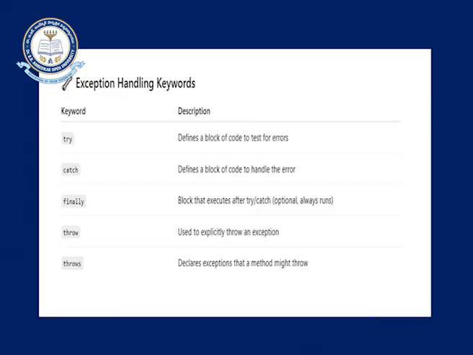Suppose you wrote 20 lines of code, and an error occurred at the 10th line. Then the remaining 10 lines are also terminated without execution. So if you use the finally keyword, whenever an error occurs, the remaining lines will still be executed. That is the purpose of finally.